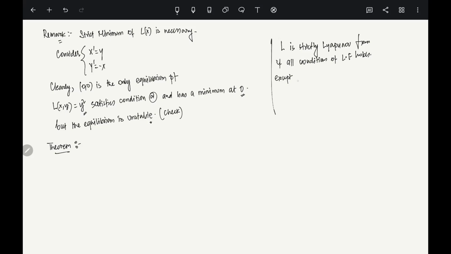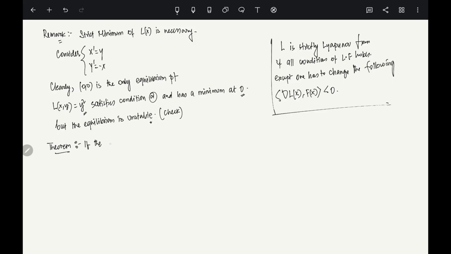One has to change the following. The first condition, the gradient of L of x acting at f of x, should be strictly less than 0. Is it okay? Earlier it was less than or equal to, so it was non-increasing, but now I want this to be strictly decreasing.